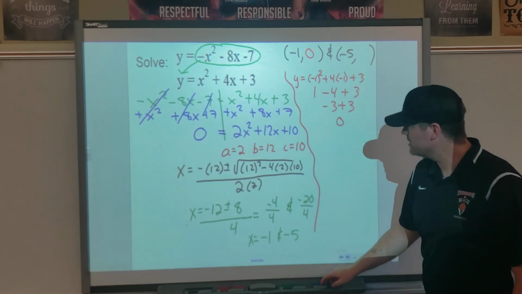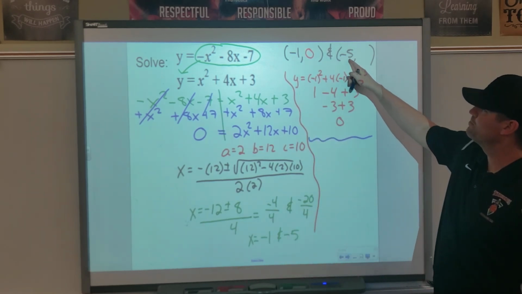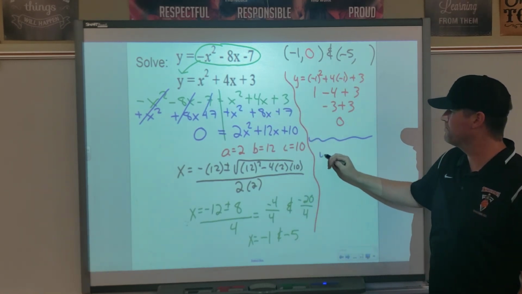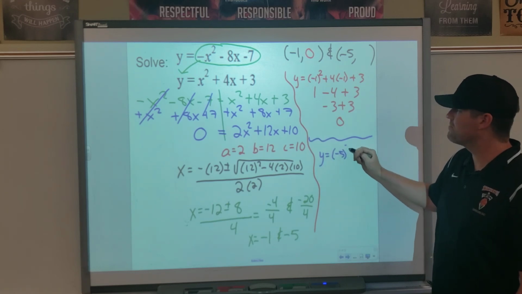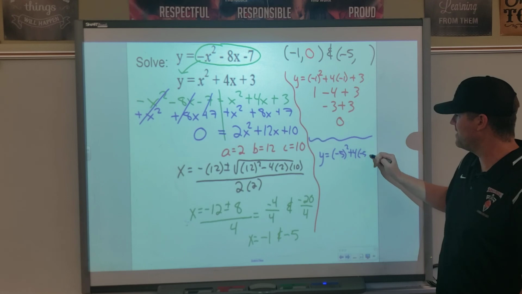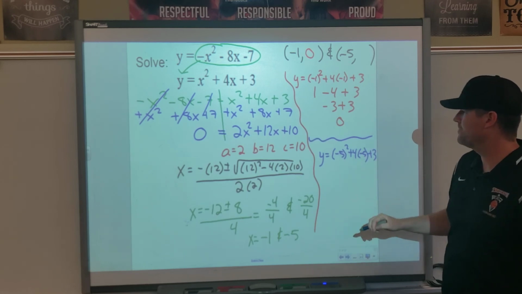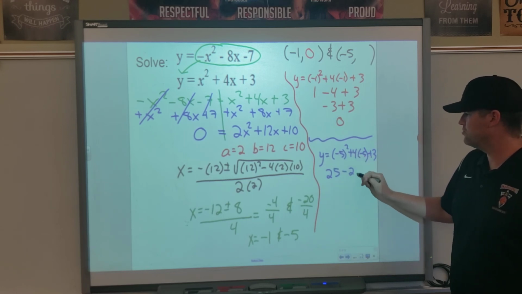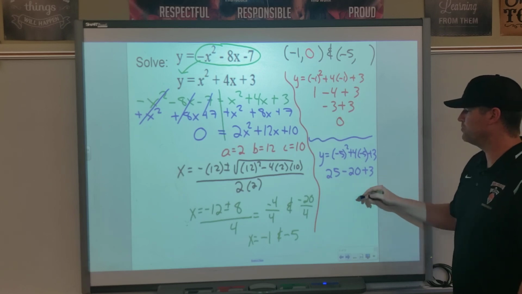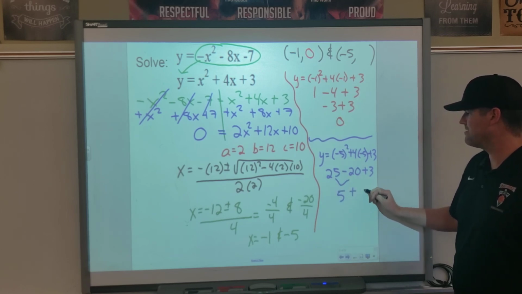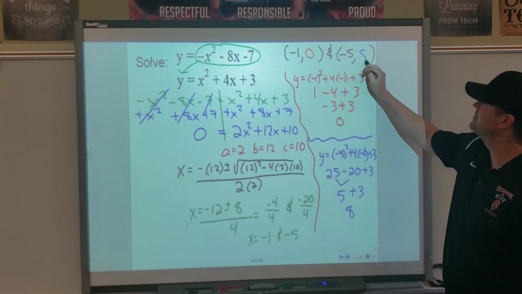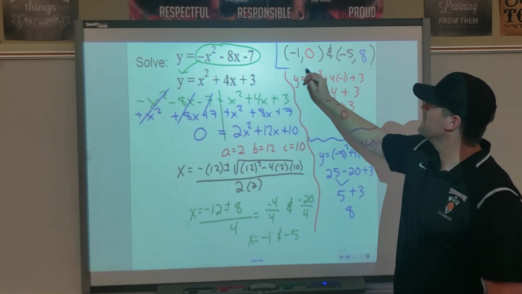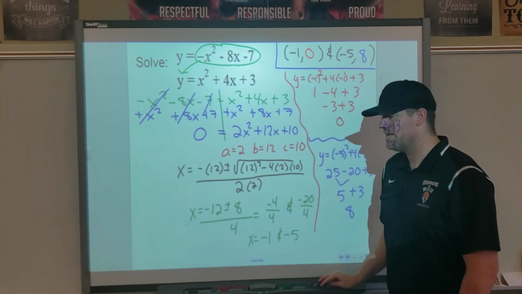For my second solution, I'm going to do the same thing, but I'm going to plug in -5 for my x's. So I'm going to plug in -5 in both of those. -5 squared plus 4 times -5 plus 3. -5 squared is 25. 4 times -5 is -20. Work from left to right. That's going to be 5 plus 3, which is 8. So our two solutions, or the two places where the graphs cross, are going to be (-1, 0) and (-5, 8).